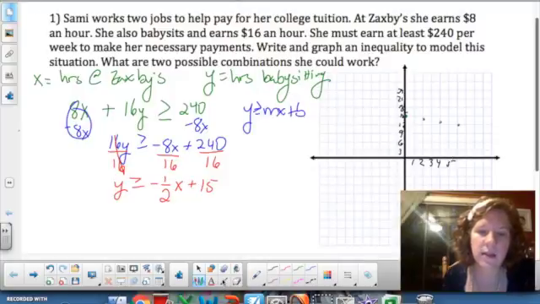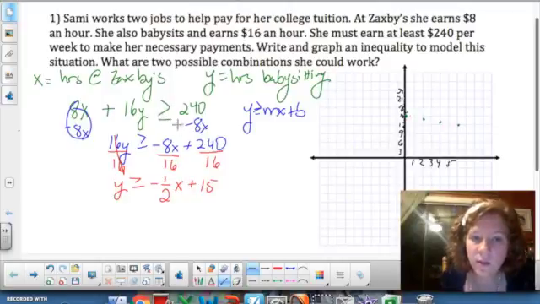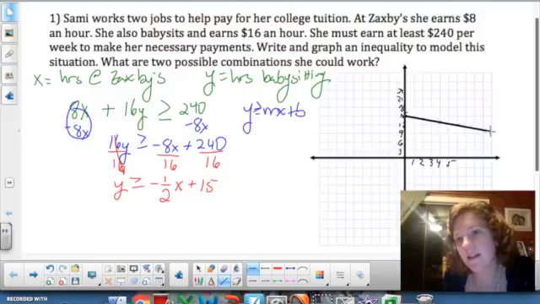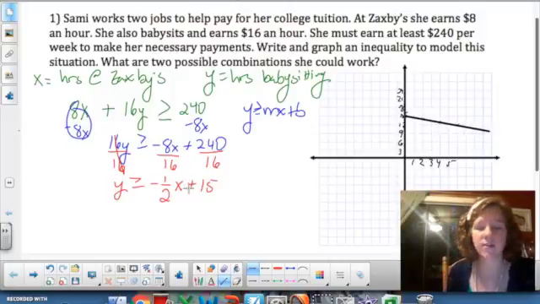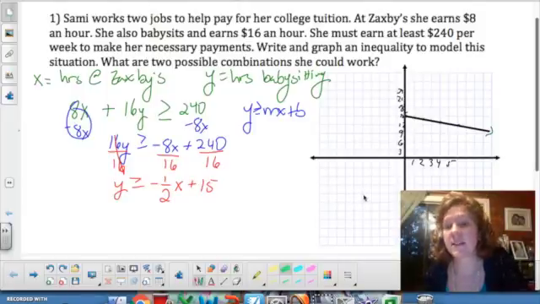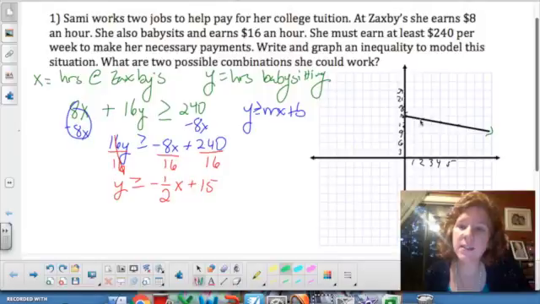That's not the tool I needed. I need a line. So I'm going to start right here. Now, this is equal to, so that means it's going to be a straight line, solid line, not dotted. That's what I meant to say. They're all straight because they're linear. So now I have to think about which way to shade so that I can identify all my possible solutions. So this line represents -1/2 x plus 15.